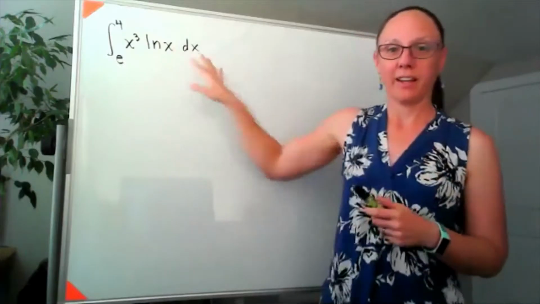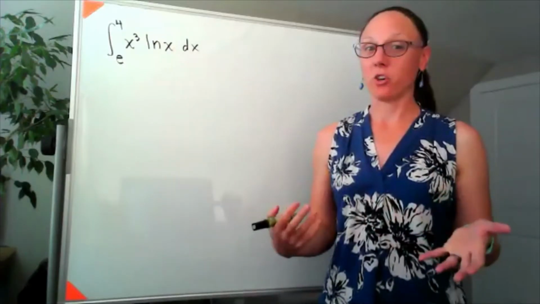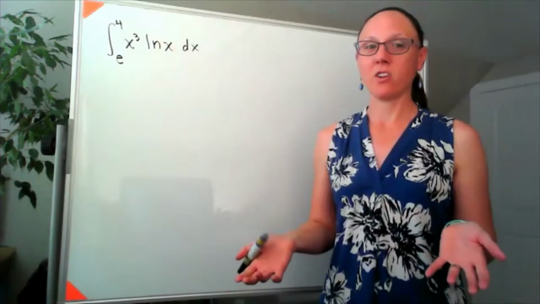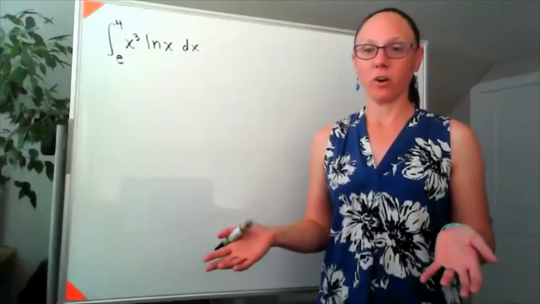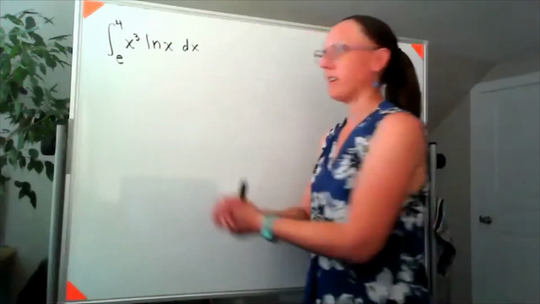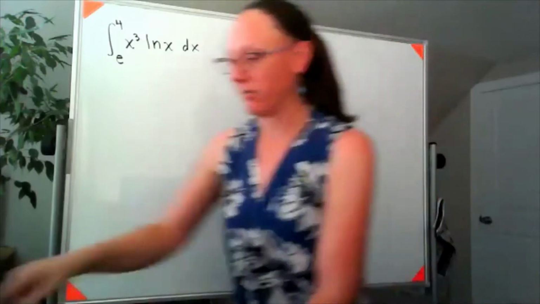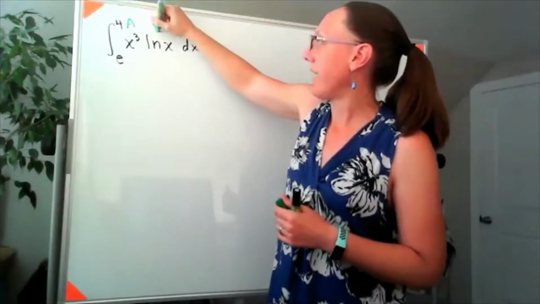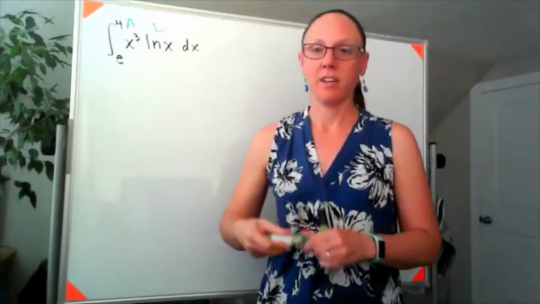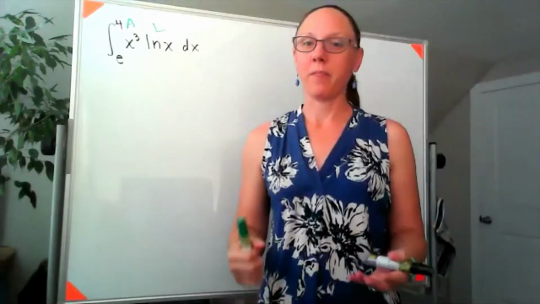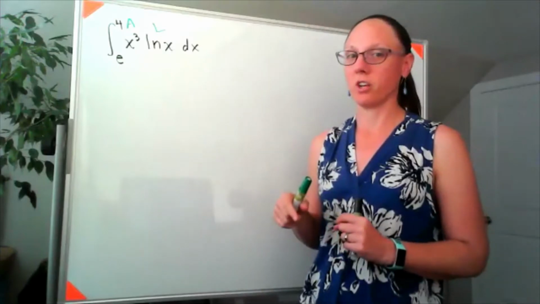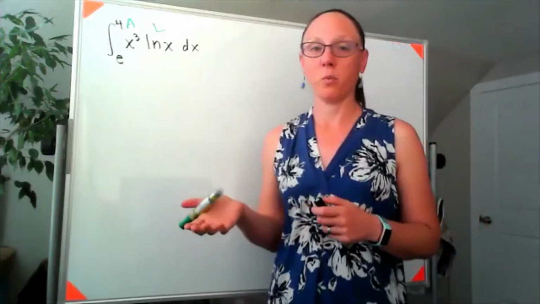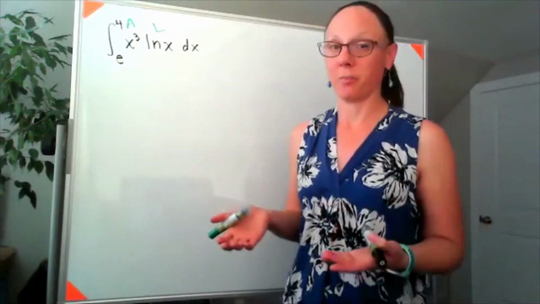Okay, here's my integral. I've got x cubed times natural log of x dx, going from e to 4. I walk up to that integral, and I say it's a mixture of algebra and logs. Since it's a mixture problem, I'm hoping for a u substitution, which would mean that the derivative of one part would need to be equal to the other part.